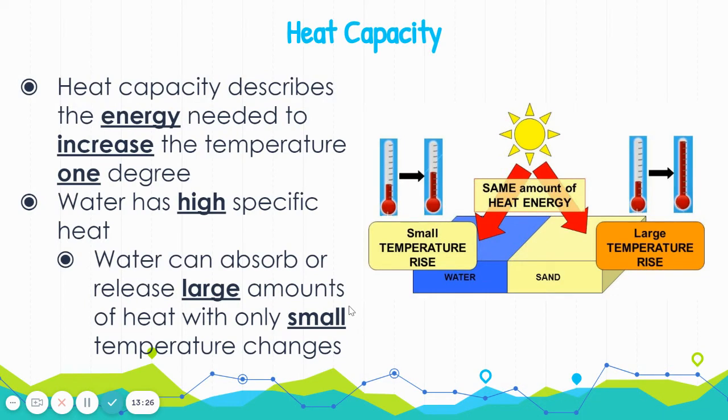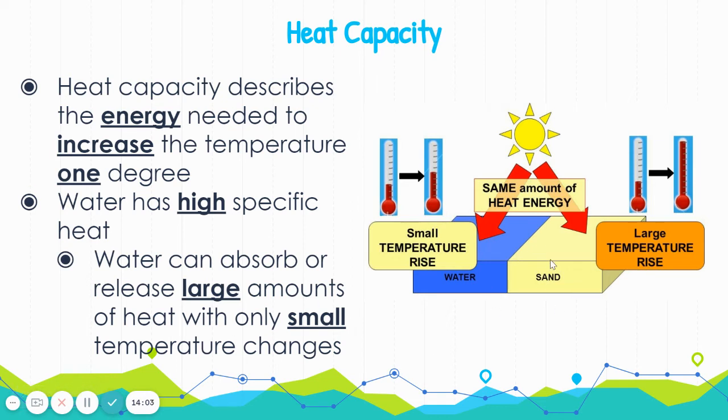Because of that unique shape and because it has that uneven charge, there are some unique properties of water, such as its heat capacity. So heat capacity describes how much energy is needed to increase the temperature 1 degree of any substance. Water has a very high specific heat, a very high heat capacity. That means there is a large amount of energy needed for the temperature to go up. So a large amount of energy must be absorbed in order for the water to increase in temperature. So water can absorb or release large amounts of heat with only small temperature changes.